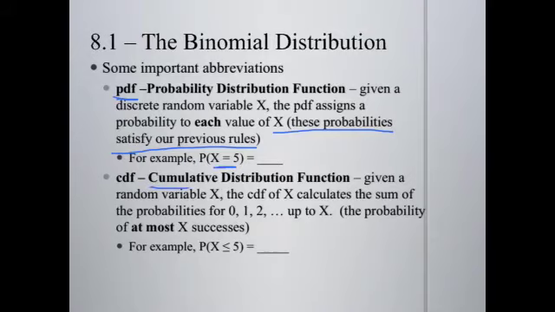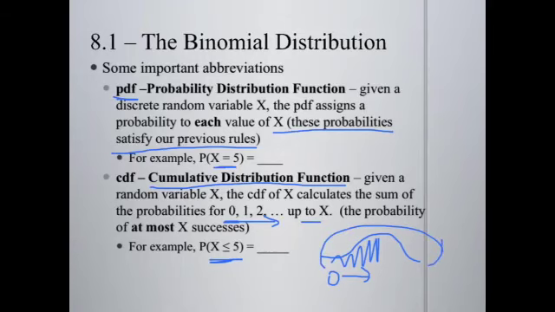CDF is cumulative. So given a random variable x, the CDF of x calculates the sum of the probabilities starting from 0 up to whatever number you tell it to do. So the probability of at most x successes, or whenever you see x is less than or equal to a number, that's when we use CDF. Like I said, remember it calculates the sum from 0 to a number, just like on the normal curve. The area is shaded always to the left. Your calculator does the same thing. It goes 0 to a number. So if I'm looking for the right side or greater than, we're going to have to do 1 minus, just like we did for the normal curve.